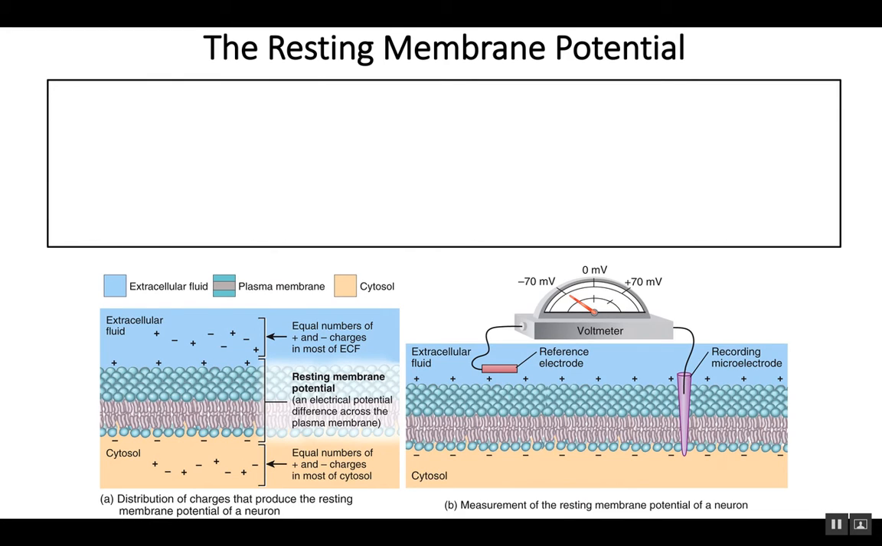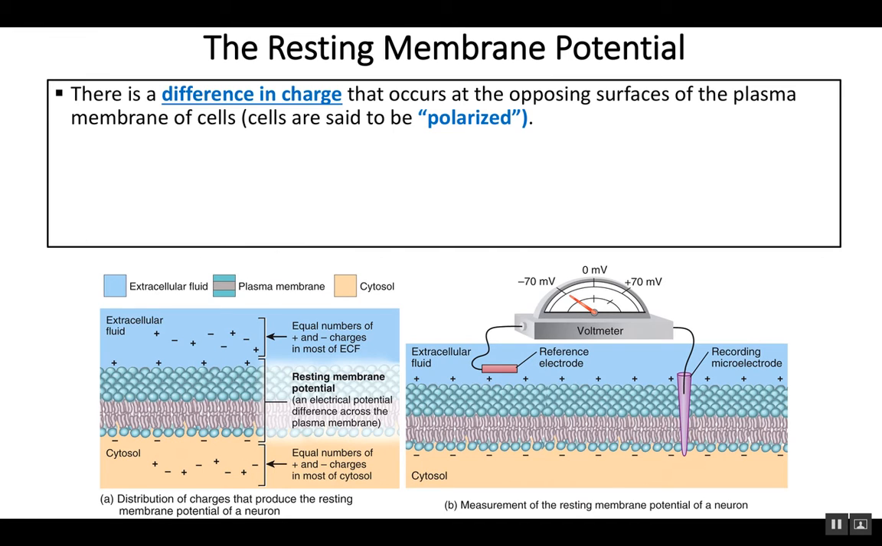Next topic we're going to talk about is known as the resting membrane potential. I briefly mentioned it earlier. It's typically negative 70 millivolts. What that means is that there's a difference in charge that occurs at the opposing surfaces of the plasma membrane of cells. We often call this a polarized cell.